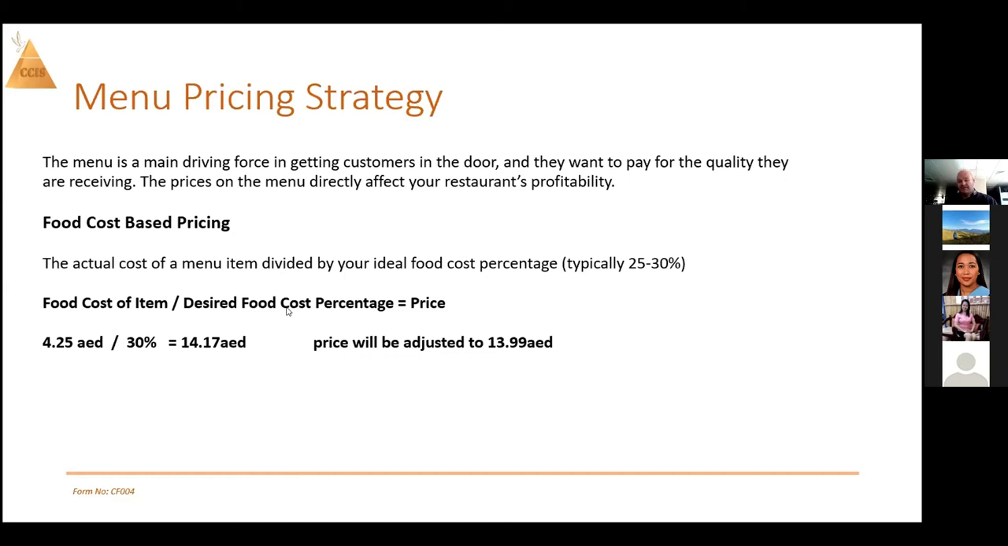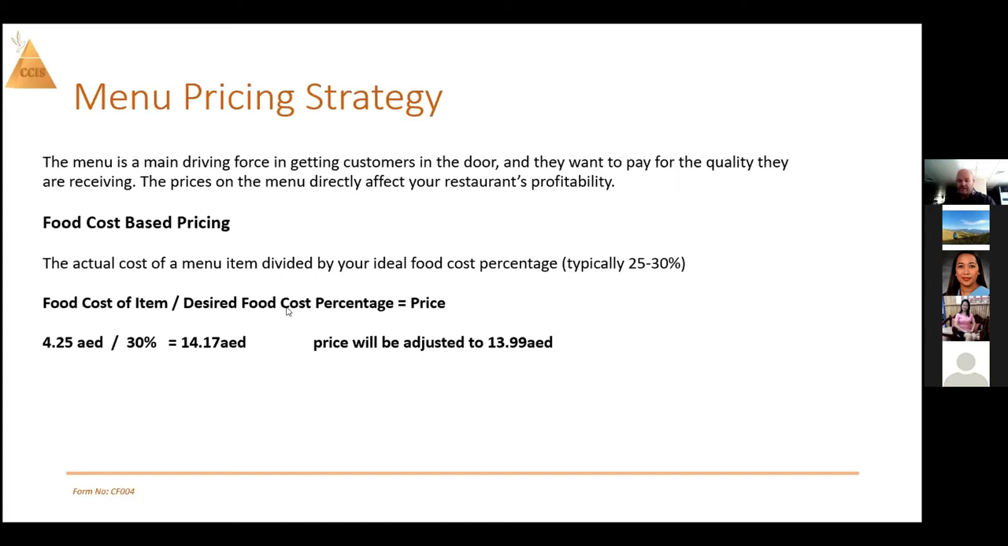But 14.17 is a bit of a difficult number, so we can adjust it to give a more attractive price figure. In this case, it's 13.99. This is a basic way of calculating your price, based on food cost percentage. There are other strategies where you use percentages for each item that you add in your cost, but we're not going to focus on that one so much.